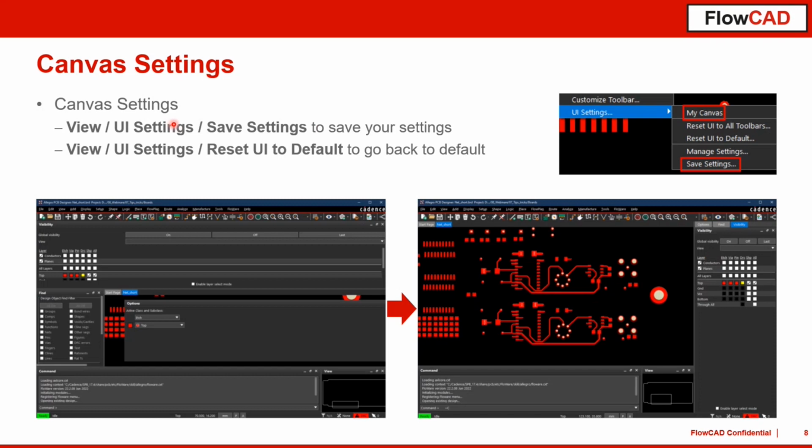This is under View, UI Settings, and then you can save your personal settings. For example, I have here my canvas settings. And what you can also do is resetting to the default. So again, under View, UI Settings, and then Reset UI to Default, then the normal Cadence default is coming up again. And everything will be there in the normal place, so to say, inside of the tool. So this is also a nice feature, and especially keep this in mind if you regularly change between two monitors and just a laptop display or something like this.